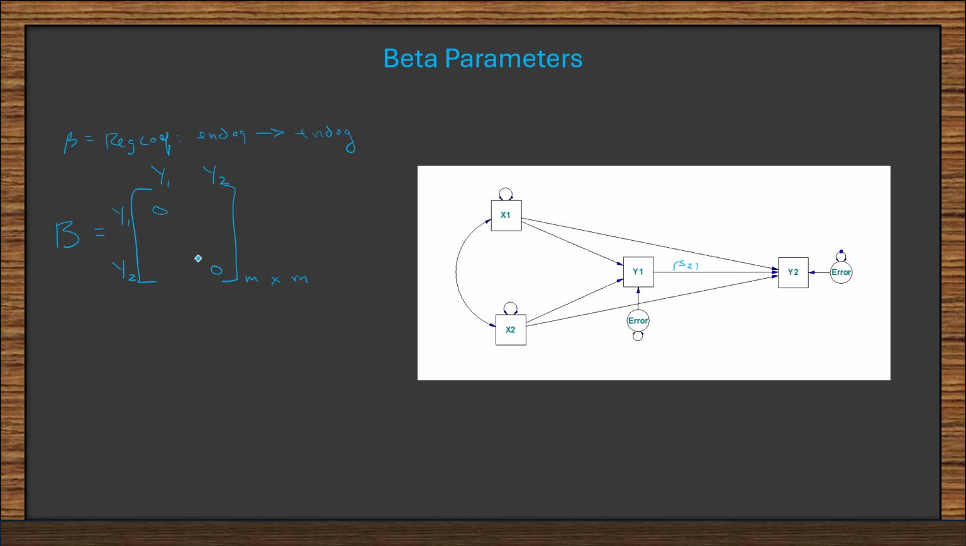We have beta 2, 1 indicating we're predicting the second endogenous variable using the first. And up here at 0, we're not predicting the first endogenous variable using the second. So even though it's a square matrix, it is not a symmetric matrix. And by the way, if we did not have this path in here, predicting y2 and y1, this would be all zeros.